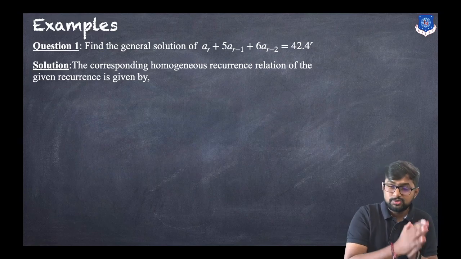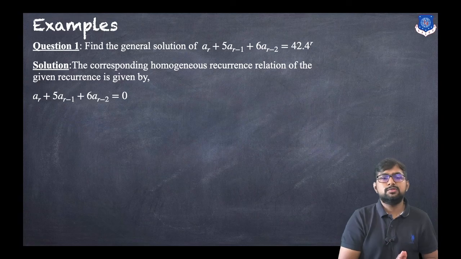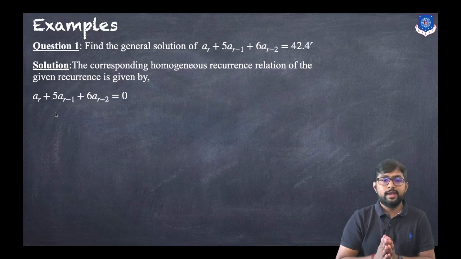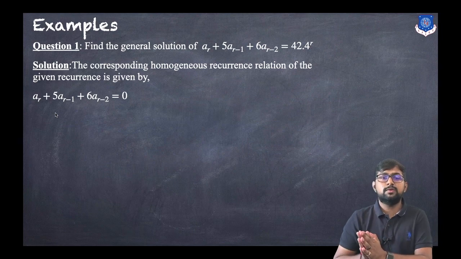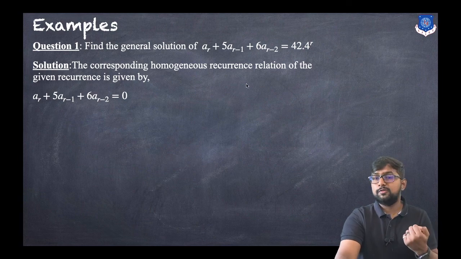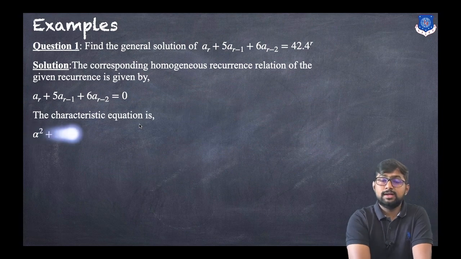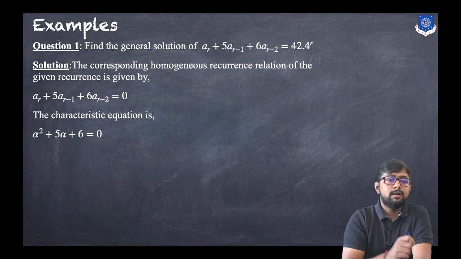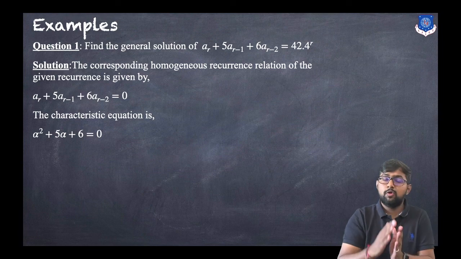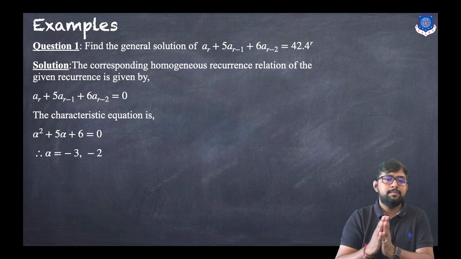For the homogeneous solution, let us write the homogeneous equation. Just put the right hand side equal to 0, then we get a_r plus 5 a_(r-1) plus 6 a_(r-2) equals 0. Now the characteristic equation. The order of the equation is 2, so k equals 2. The characteristic equation will be alpha squared plus 5 alpha plus 6 equals 0. It is a quadratic equation and we all know how to solve it. So alpha will be minus 3 and minus 2.